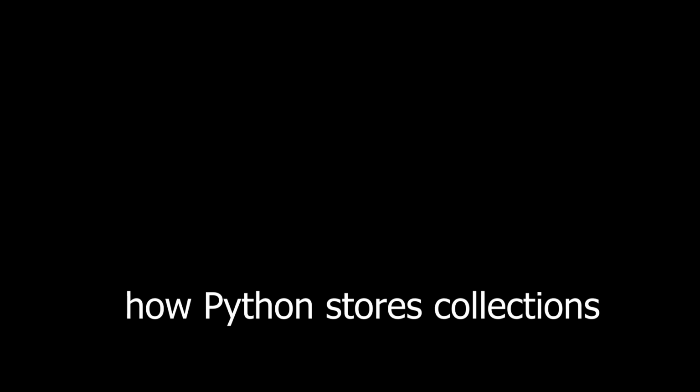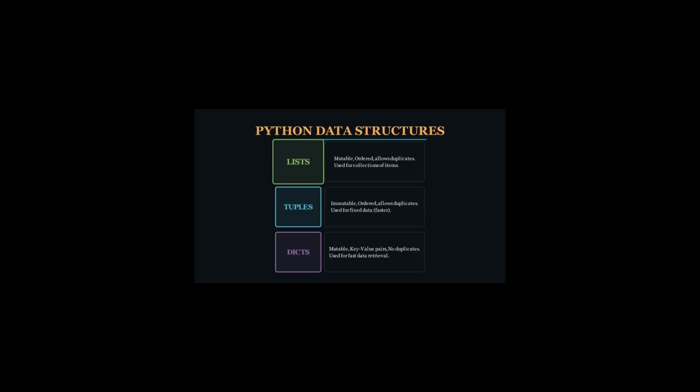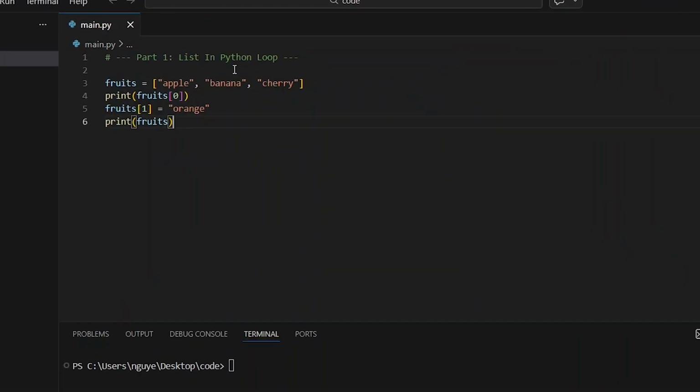Today, we're going to learn how Python stores collections of data using data structures. We will cover lists, tuples, and dictionaries. First, let's talk about lists. A list is used to store multiple items in a single variable. It is ordered, changeable, and defined using square brackets.